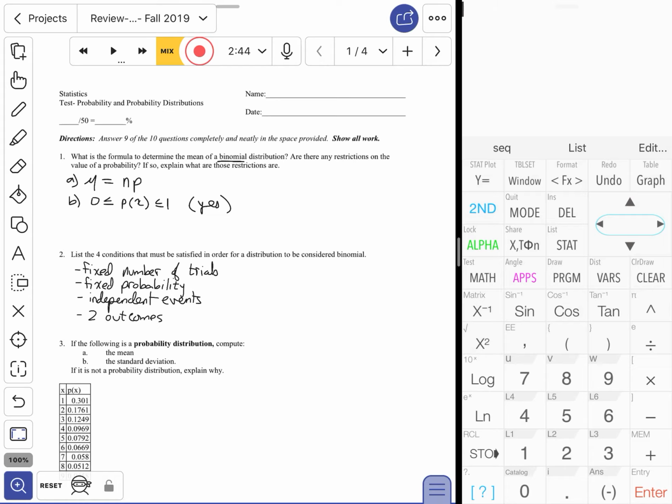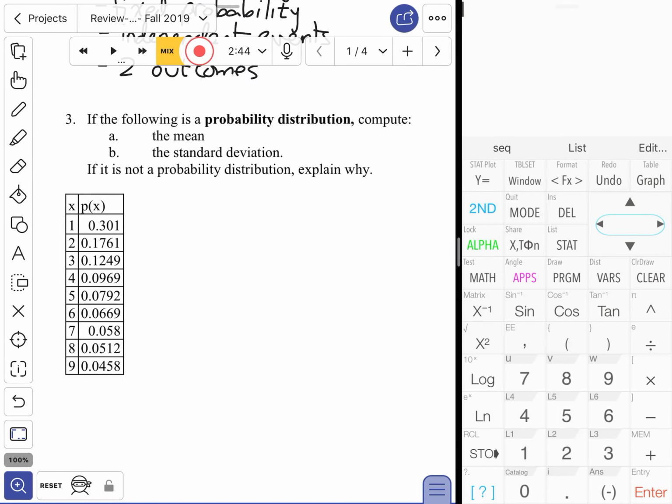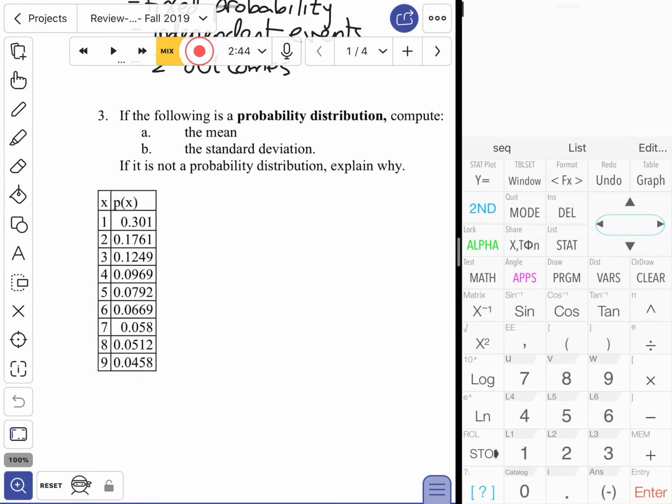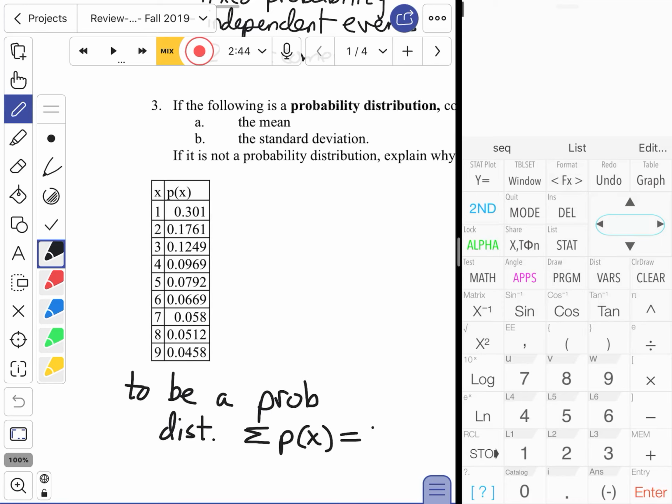The first one where you have to do any kind of real work is number 3, and that's the case where it's saying if it's a probability distribution, then you have to compute the mean and the standard deviation. So in order to be a probability distribution, the sum of P of X has to be equal to 1.